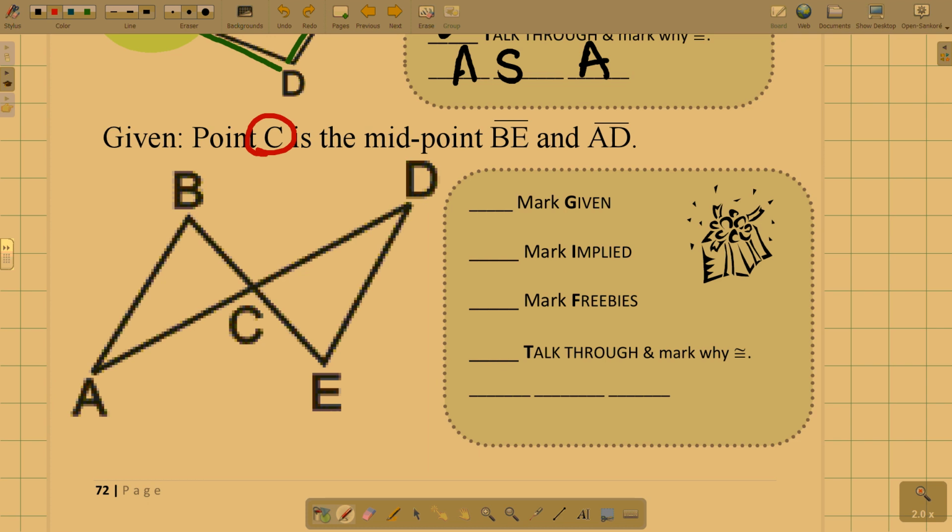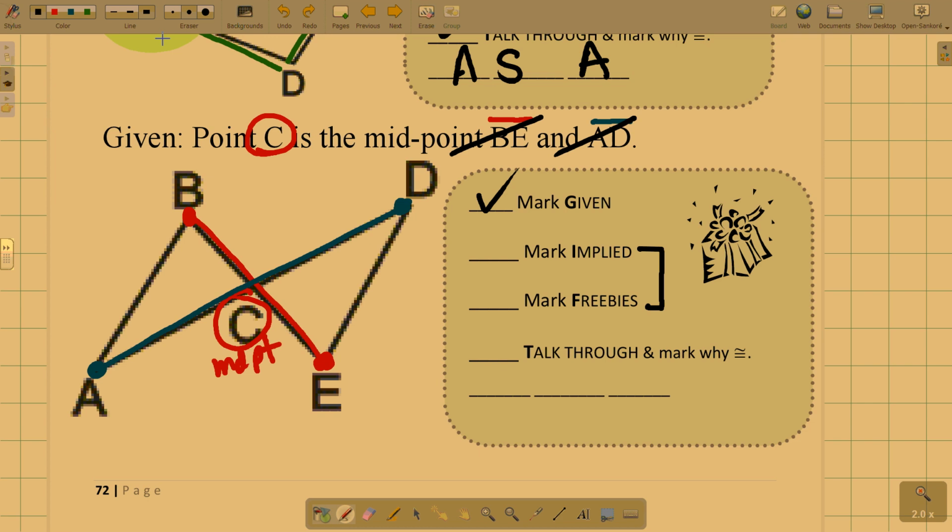Point C is the midpoint of BE. So we physically trace C. I'm going to label it midpoint. I physically trace B to E, so I know what I'm talking about. And then A to D, it's the midpoint going this way as well. Cross items out when you account for it. That's given.